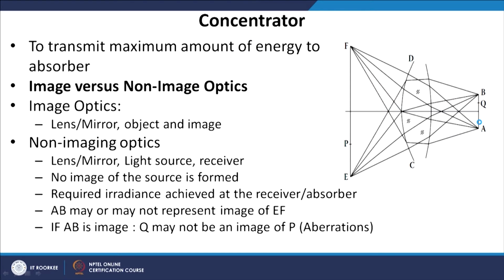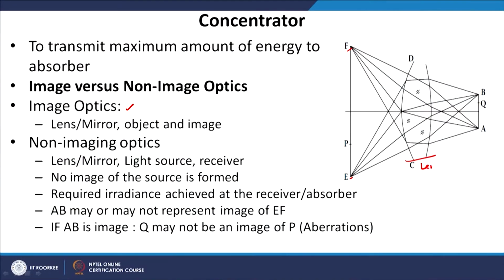So, what is a concentrator? Now, here there are two kinds: one is an imaging device and one is a non-imaging device. In an imaging device we call it optics. You have all studied optics in class 12th. We have an object EF and a lens, and it forms an image AB. The image of EF is AB. That is what we have learned in optics. Optics comprises lenses, mirrors, object and image.